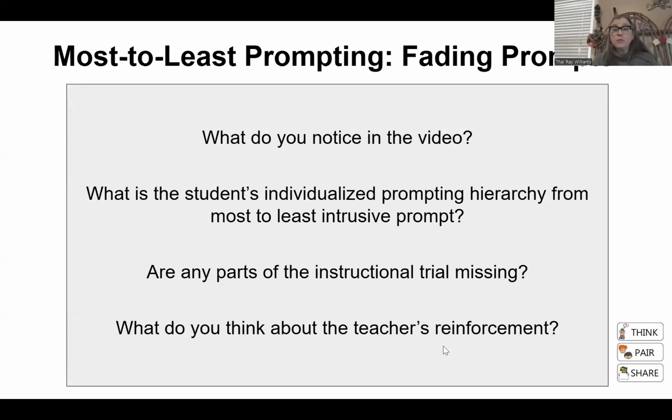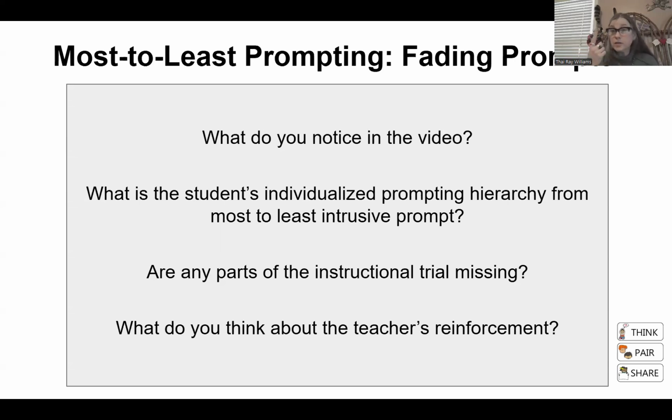With this video, I want you to look for a couple of things. First, what do you notice in the video when the teacher is fading for the most to least prompting strategy? What is the student's individualized prompting hierarchy from most to least? I encourage you to write that down as you're watching the video, so get a little piece of paper beside you.